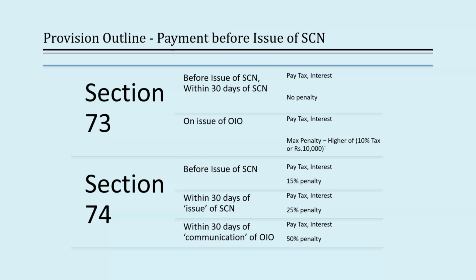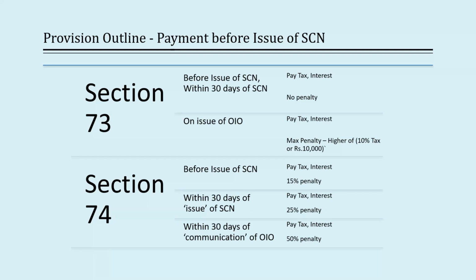In case an order is passed, in that situation also the maximum penalty is 10% of the tax demanded, only the tax, not interest and penalty. 10% of the tax or 10,000, whichever is higher. That is, the maximum penalty can be 10% of the tax amount if the notice is issued under section 73.